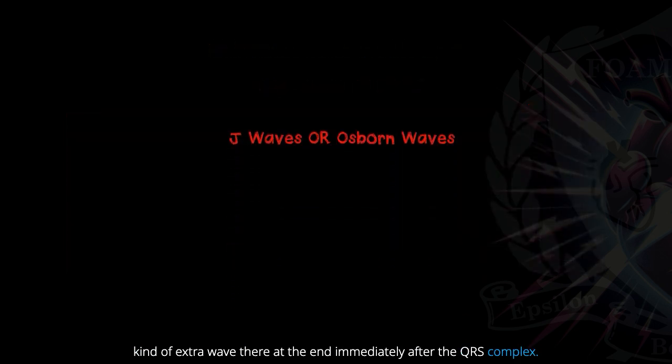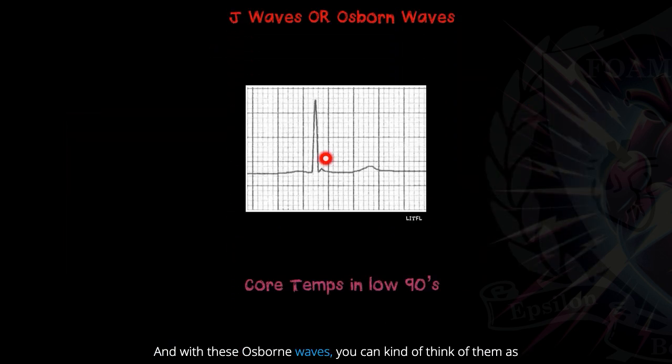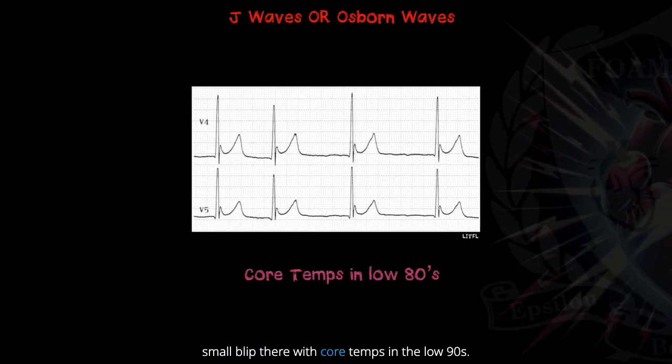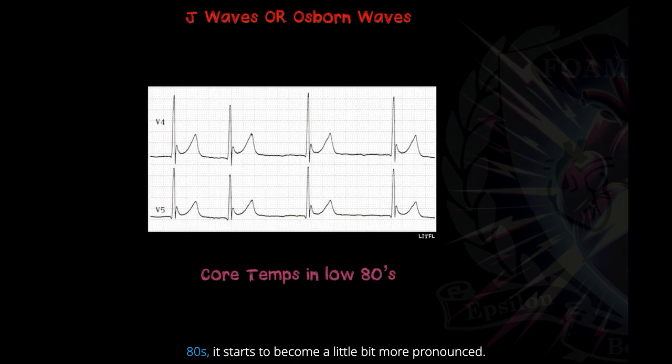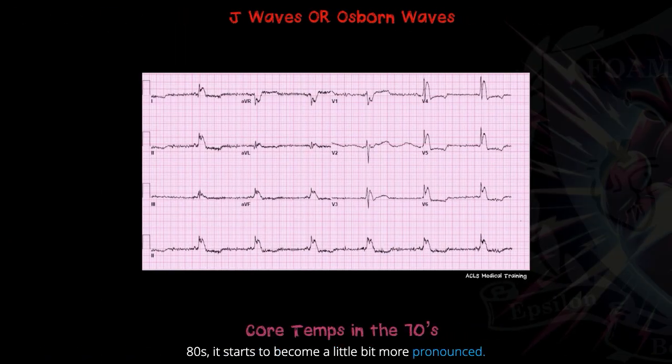QRS complex. With these Osborne waves, you can think of them as progressively getting worse as the temperature gets lower and lower. So here's an example of an Osborne wave, just a small blip there with core temps in the low 90s. And then as it progresses, core temps into the low 80s, it starts to become a little bit more pronounced. And then core temps into the 70s, you can see that it becomes overly pronounced, even to the point sometimes of being a STEMI mimic.